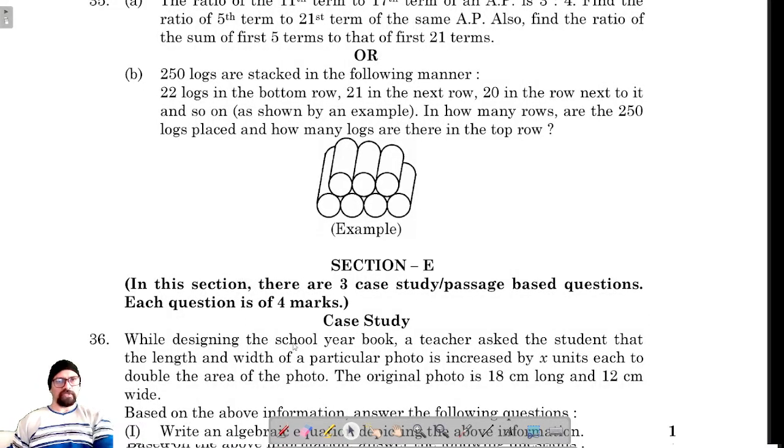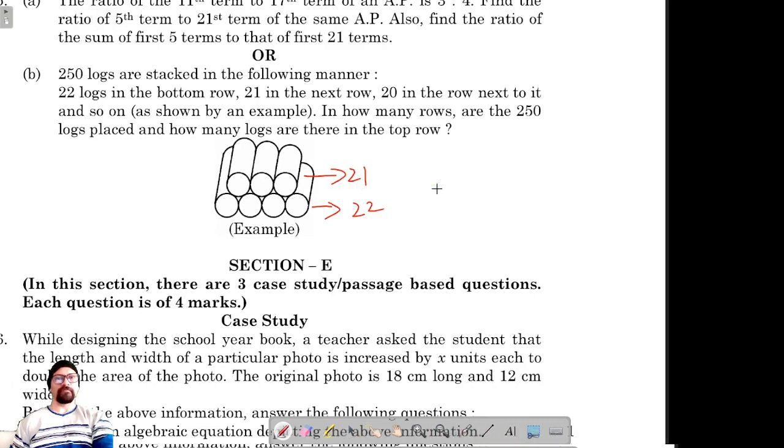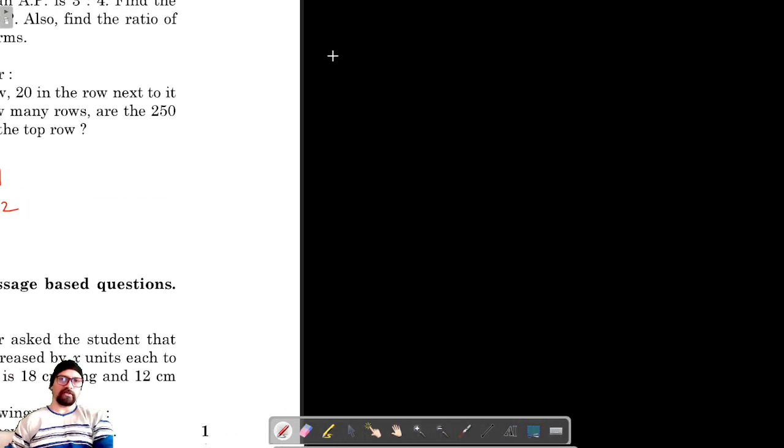For part B, it's given that there are 25 logs stacked in the following manner. That is, there are rows of logs, and in the bottom row there are 22 logs, and as we move towards the top, there is one log decreasing in each row. So it's given that the number of logs in the bottom row is equal to 22.